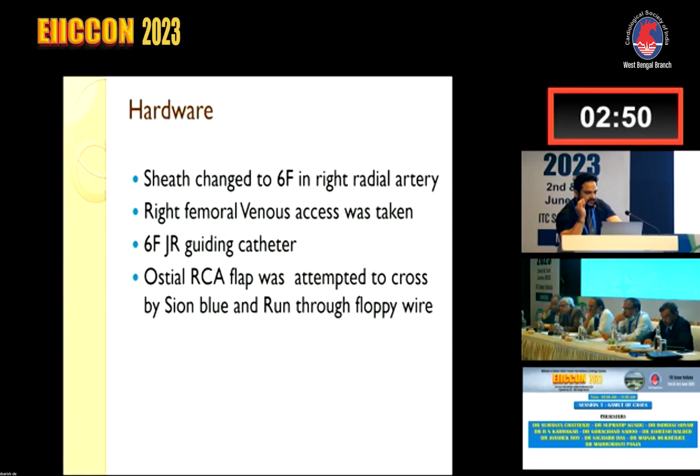So we first tried with Runthrough Floppy and Sion blue. We made several attempts, almost 20 minutes. The best part was that she was holding her heart rate. The heart rate picked up to 63, 64, but the blood pressure was constantly low. We gave noradrenaline support. We called our cardiac anesthesia backup team. We were even ready to intubate the patient.